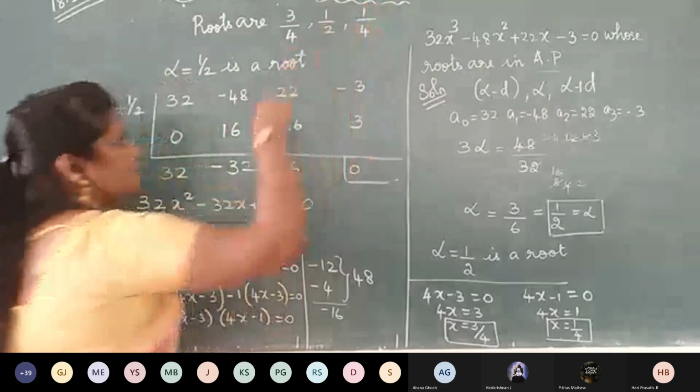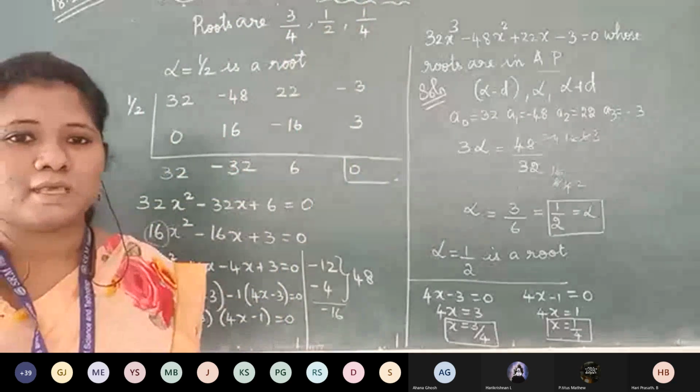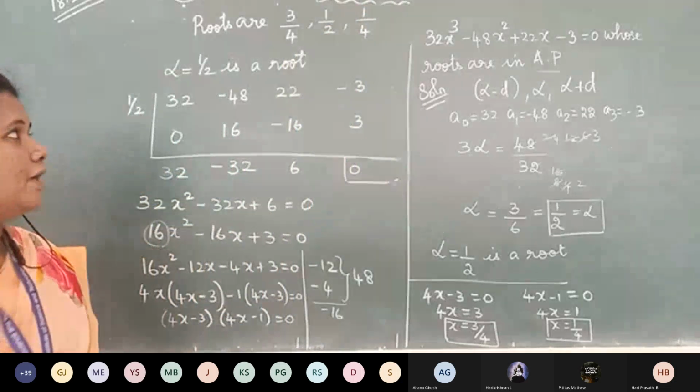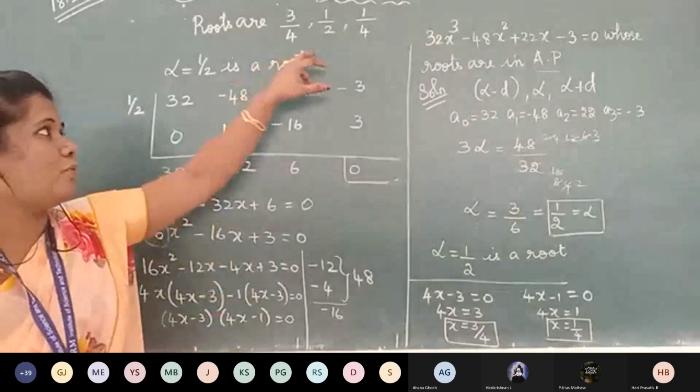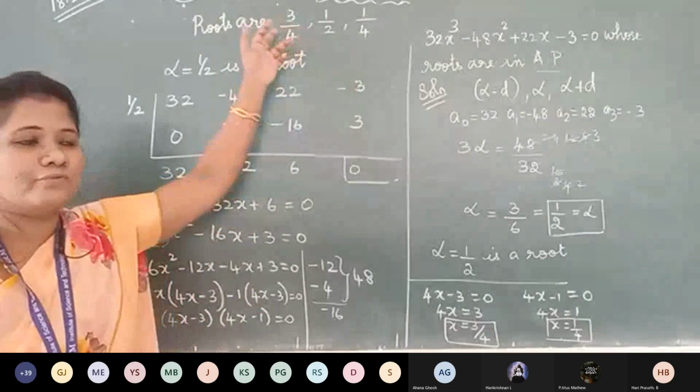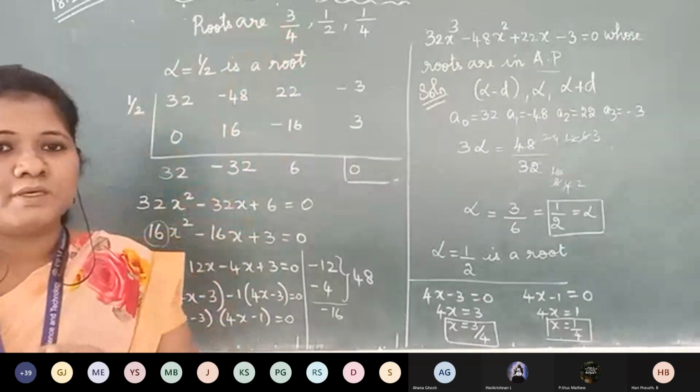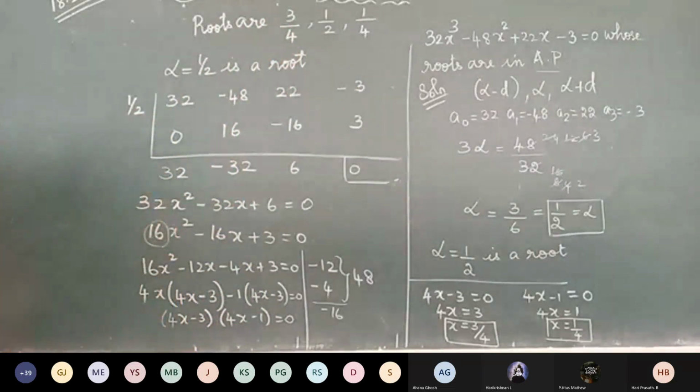You will write in AP sequence. It has to be 3 by 4, 1 by 2, 1 by 4 or 1 by 4, 1 by 2, 3 by 4. Okay, wow. This is how you have to find out your roots.